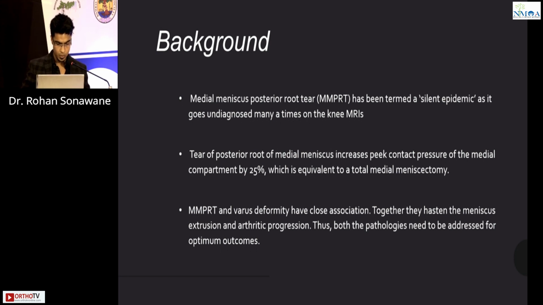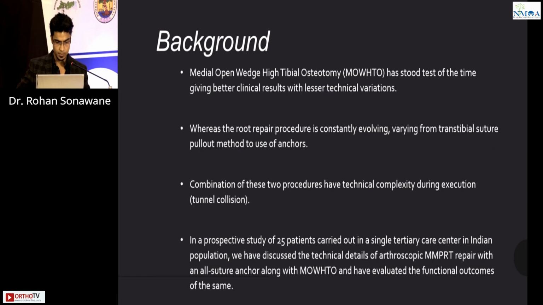Medial meniscus posterior root tear and varus deformity have close associations. Together they hasten meniscus extrusion and arthritic progression. Thus, both pathologies need to be addressed for optimum outcomes.